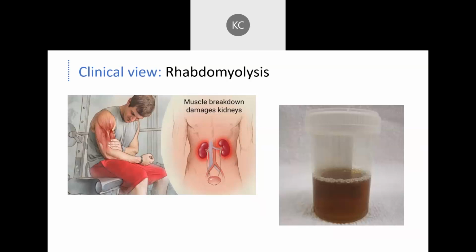Now, the big issue with this is as you leak this creatine into the blood, that blood is circulating throughout the body and it goes to the kidneys, and it can cause damage to the kidneys, and it can cause something called acute kidney injury, or AKI, right? And so this image to the right of the screen is a picture of a sample of urine from an individual who has rhabdomyolysis.